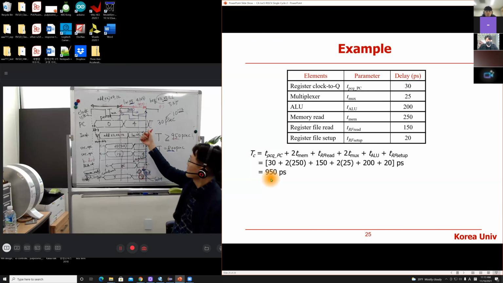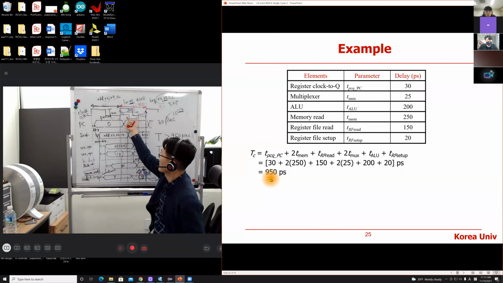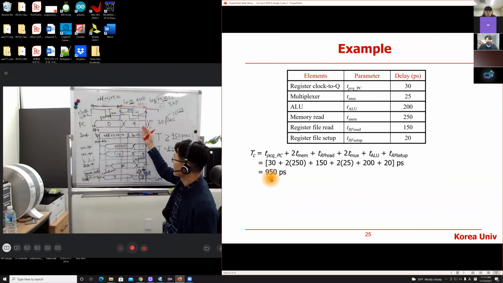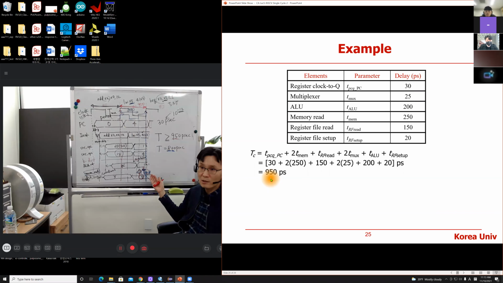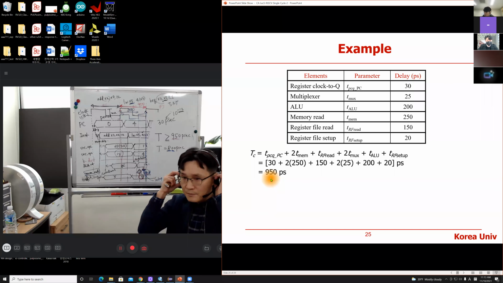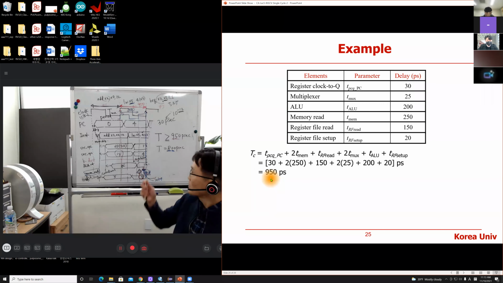So if the clock period is shorter, then the CPU is not operating properly. You are updating garbage data to the register file, right? That will be a disaster, right? So that is a minimum. So longer is okay, right?